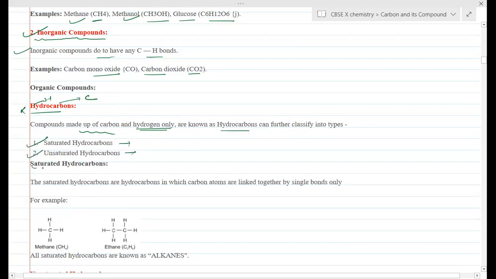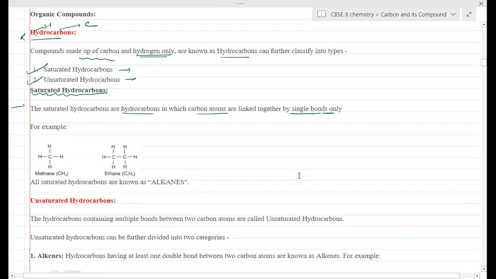When we talk about saturated hydrocarbons, they are hydrocarbons in which carbon atoms are linked together by single bonds only. Here only single bonds are there, like in methane. Methane is what? CH4. So there is a single bond between carbon and hydrogen, you can see here. Ethane, here also carbon-hydrogen single bonds are there. Ethane formula is what? C2H6. This is ethane. All saturated hydrocarbons are known as alkanes.